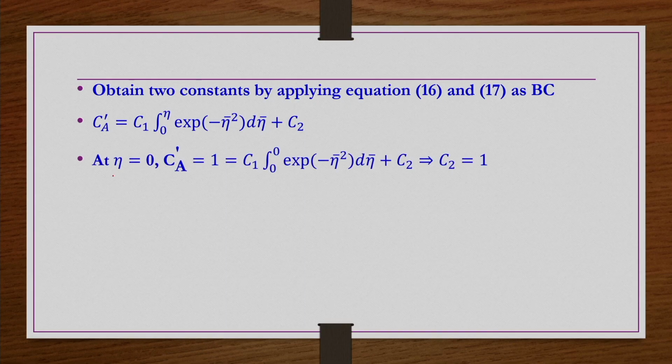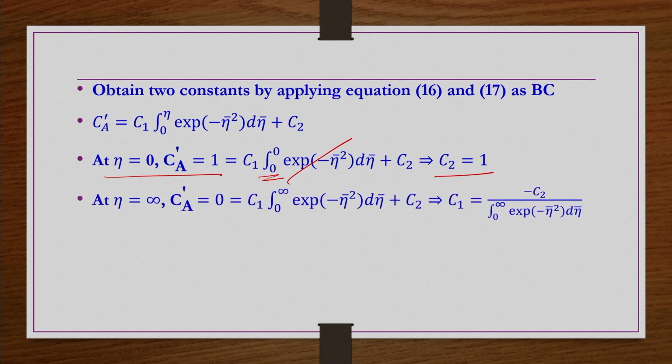First boundary condition is that at eta equal to 0, Ca prime is equal to 1. So, 1 is equal to C1 integral 0 to 0 exponential of minus eta bar square d eta bar plus C2. Integral 0 to 0, whatever the integrand, when you substitute both limits that are the same, will be 0. So, then C2 is equal to 1.